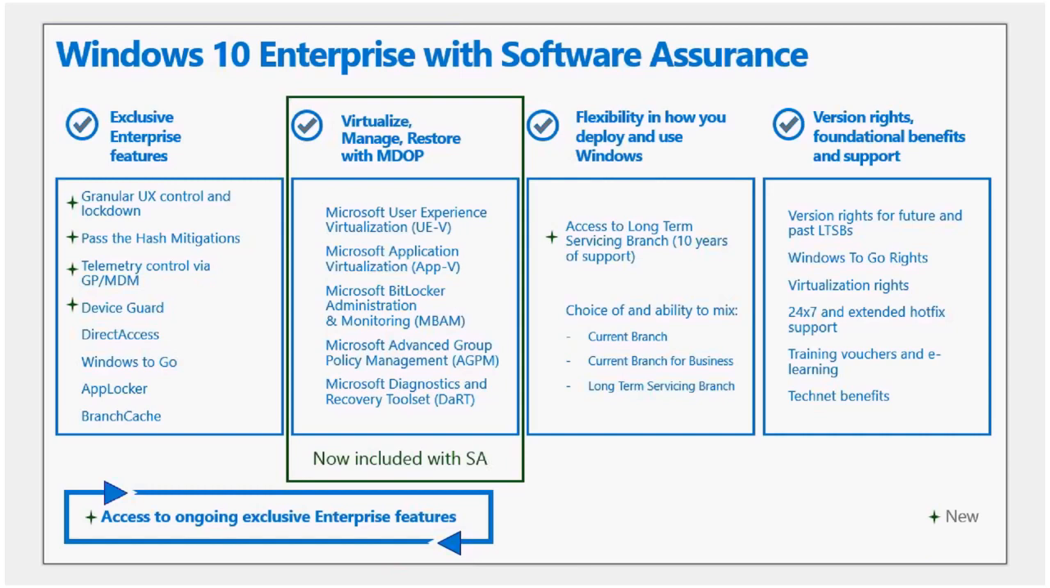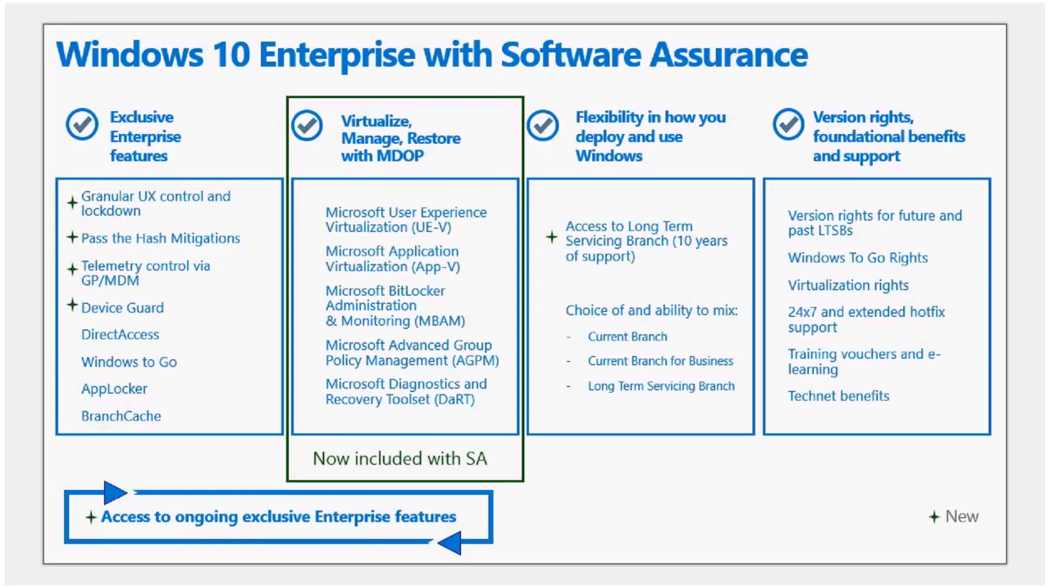With Windows 10, Enterprise with Software Assurance provides customers the most flexibility for using and deploying Windows. As I mentioned, Enterprise Edition is the only way to access a long-term servicing branch. In addition, with software assurance, customers have the complete control and choice around which branch they deploy across their covered devices. So they can choose a combination of current branch for business, and long-term servicing branch based on the needs of the different device segments within their infrastructure.